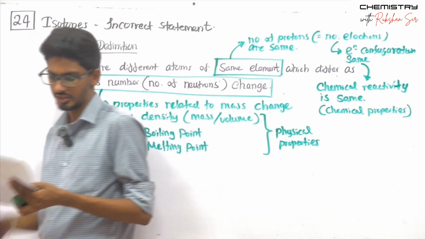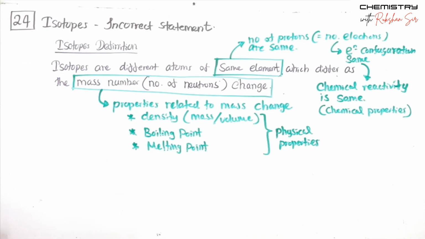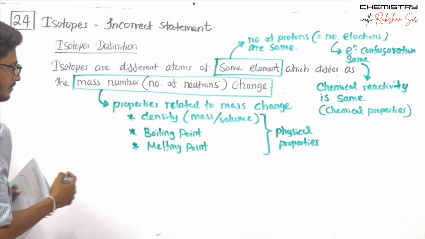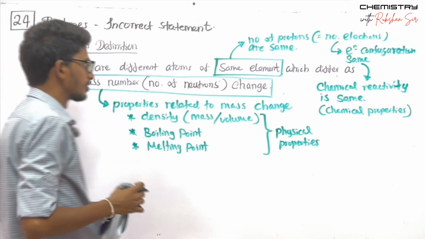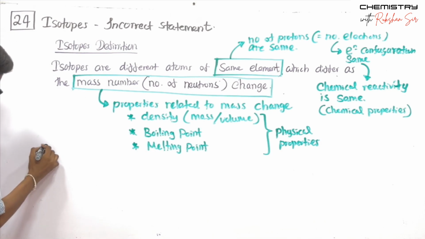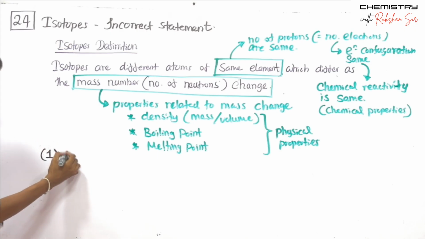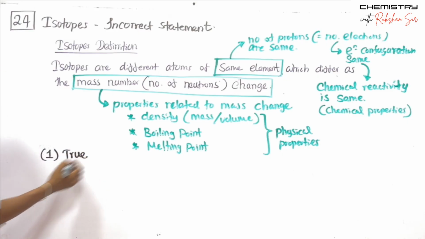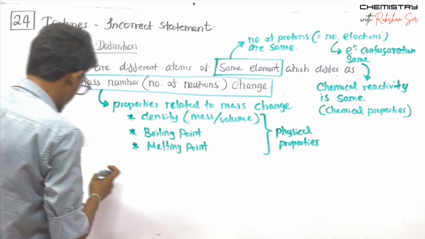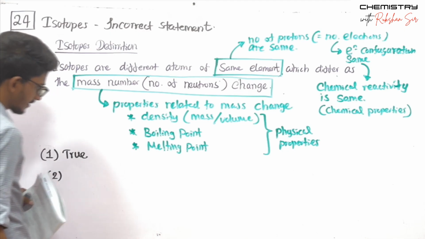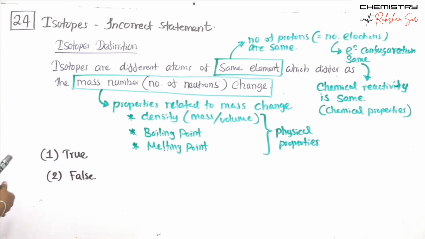First one: the same number of electrons. Yes, same number of electrons are there because you are dealing with the same atoms, the same elements. Statement 1 is true. Statement 2: same density. No, density differs. That is the 4th statement.